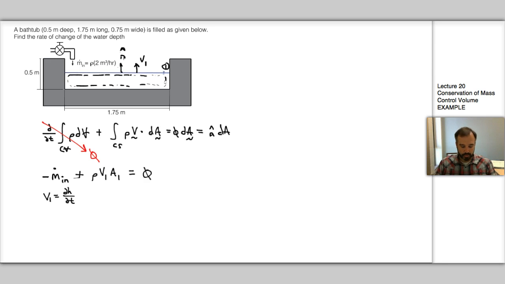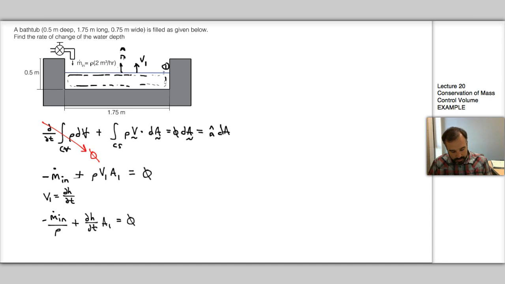The second thing we can do is divide through by the density rho. So let's write that out again. The first thing we're going to do is divide by the density rho. The second thing we're going to do is substitute in dH dt for V1. And so that's going to look like this: negative m dot n over rho plus dH over dt A1 is equal to 0.